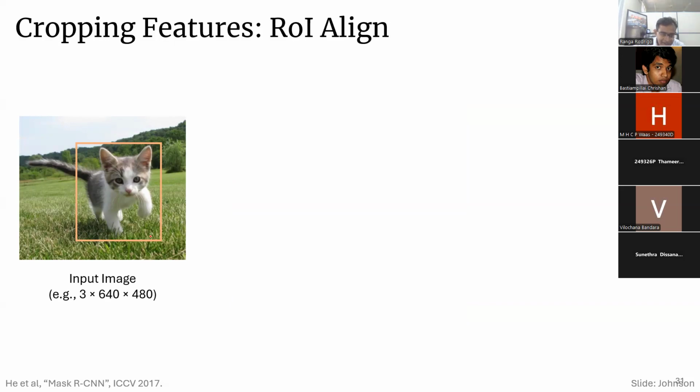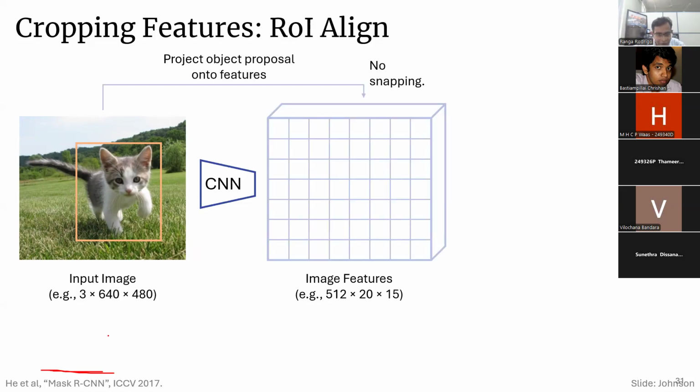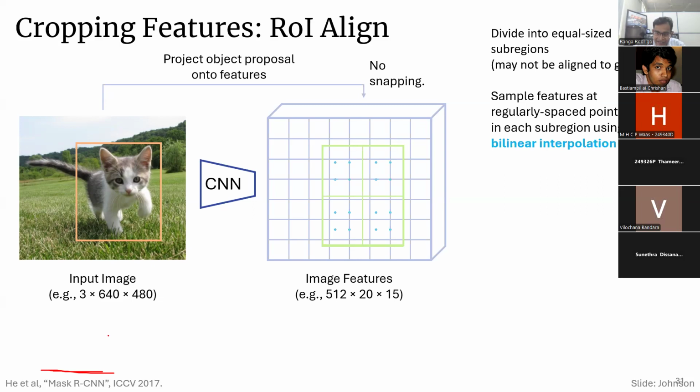There's a thing called ROI align that came in the Mask RCNN paper, which won the best paper award at ICCV 2017. Once again you have the CNN, and then you project the object proposals onto the features, and we don't do any snapping. You divide into equal size subregions, not unequal subregions, and then sample features at regularly spaced points in each subregion. Then we bilinearly interpolate and find these values.